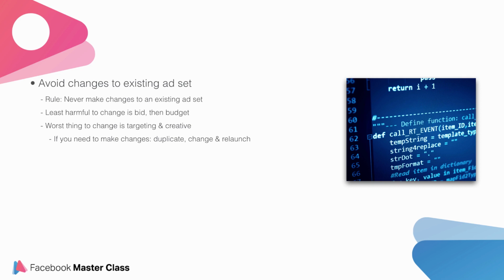And the by far worst thing to change is the targeting and making changes to creatives, because that resets some of the learnings. What Facebook does here, and that's just a technical term, but I just want to tell you what actually happens. The algorithm creates a new object ID, and that again resets some of the learnings. So if you need to make changes to the image, the copy, or let's say the audience, always duplicate and relaunch. Never make changes to a live ad set or ad.